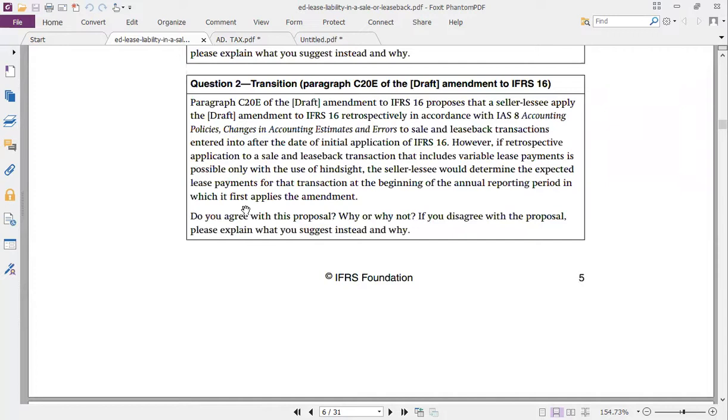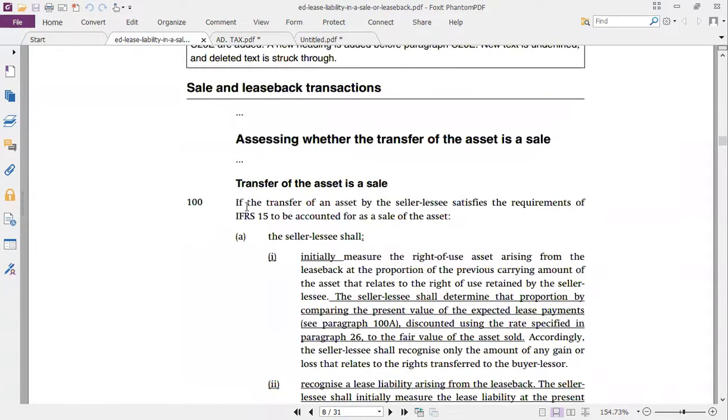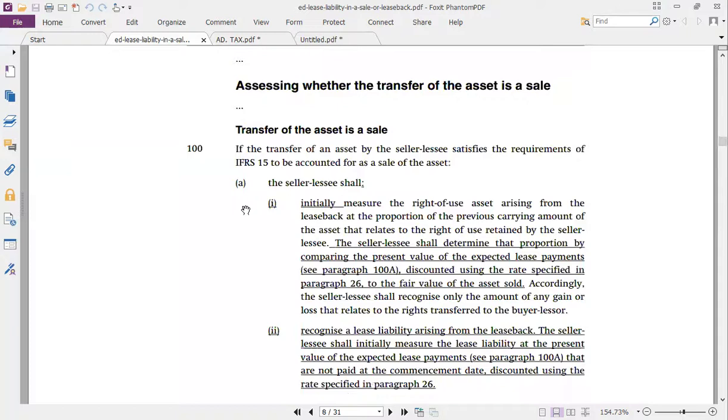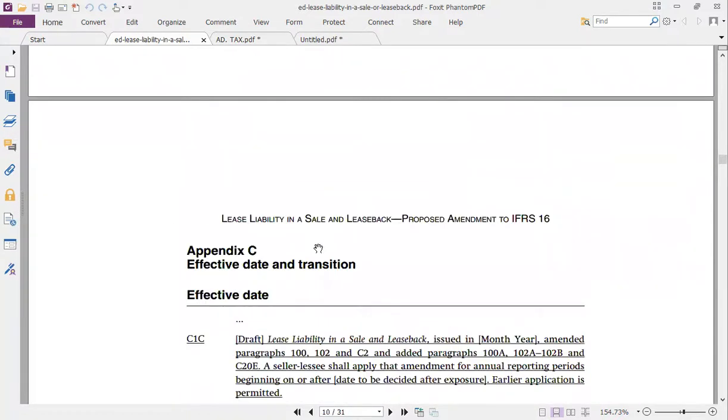So this is just a brief sample of IFRS 16, still on leaseback, where they want to amend, not the entire IFRS 16, just the section 100 going. That is where they want to amend. So these are the sections, especially this section. These are the sections that they want to amend, all the underlined sections. So kindly take note of that. Okay.